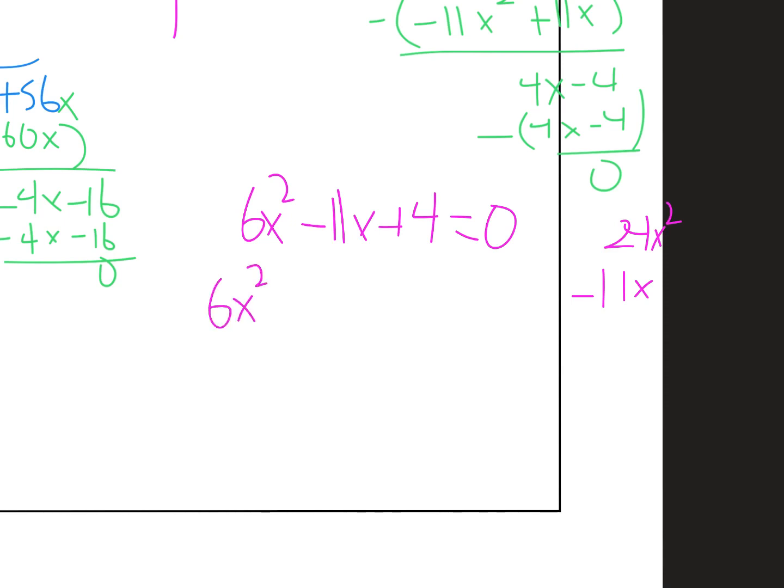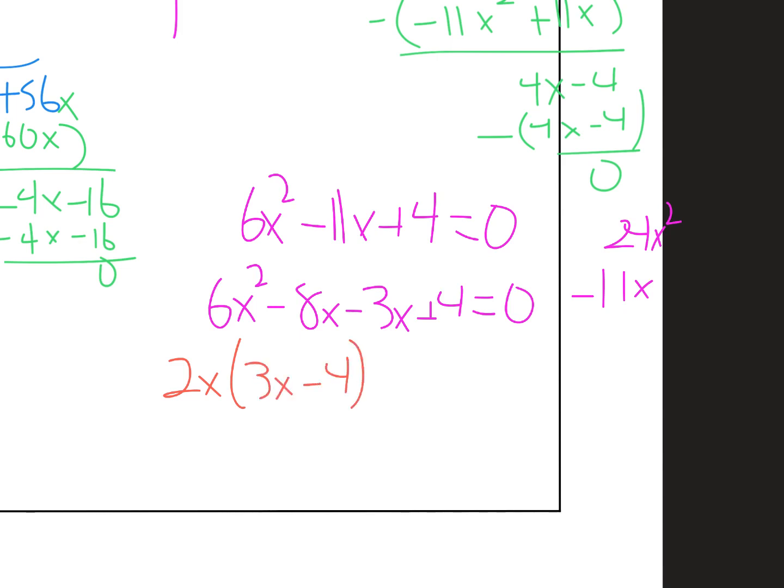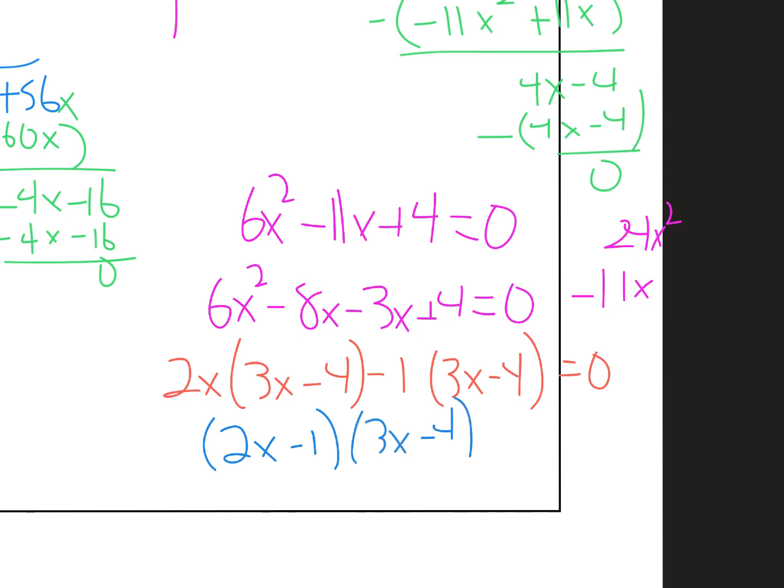So 6x squared minus 8x minus 3x plus 4 equals 0. I can take a 2x out of 6x squared and 8x, so I'm left with 3x minus 4. I would like a 3x minus 4. If I plop a negative 1 there, I can make that happen. So I wind up with 2x minus 1 and 3x minus 4. That means x is going to be 1/2 from the first one and 4/3 from the second. And that answers the question.